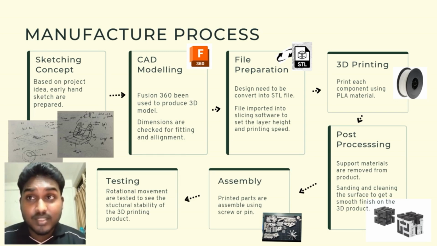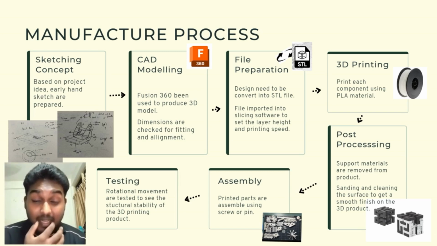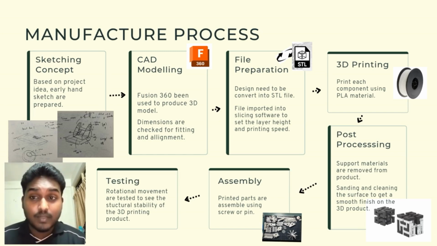So the sketching concept is about drawing the initial idea based on our project concept. Next is concept modeling. In this project we used CAD modeling for our drawing. The meaning is CAD modeling usually creates a 3D design using Fusion 360 and checks dimensions. That means it will use 360 degrees for the design.